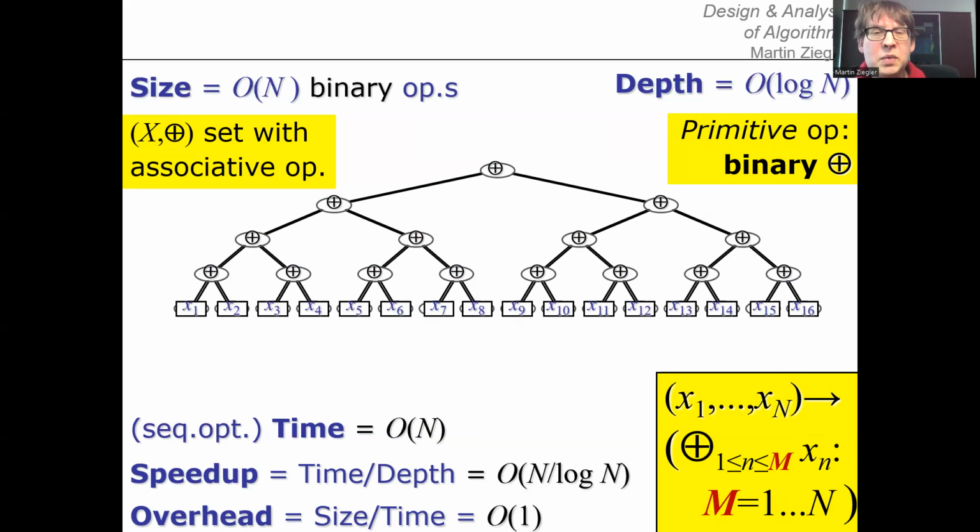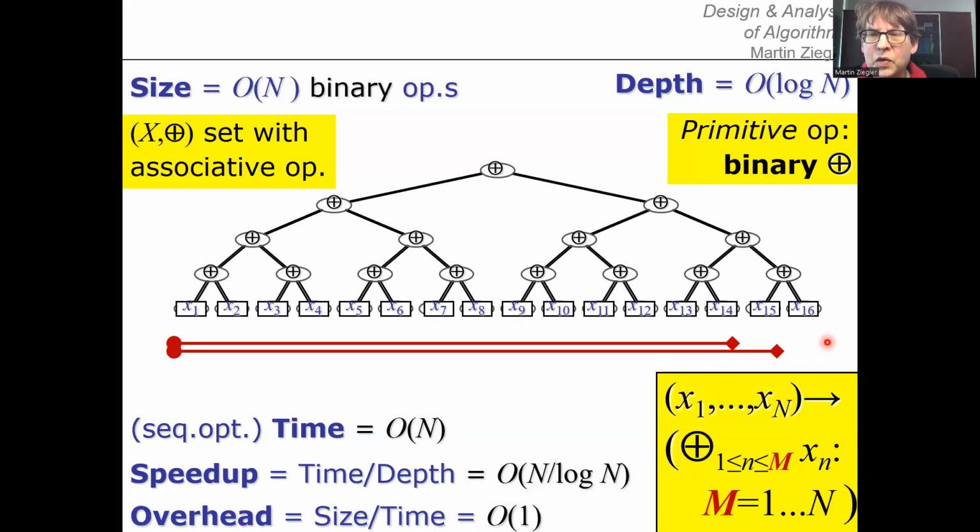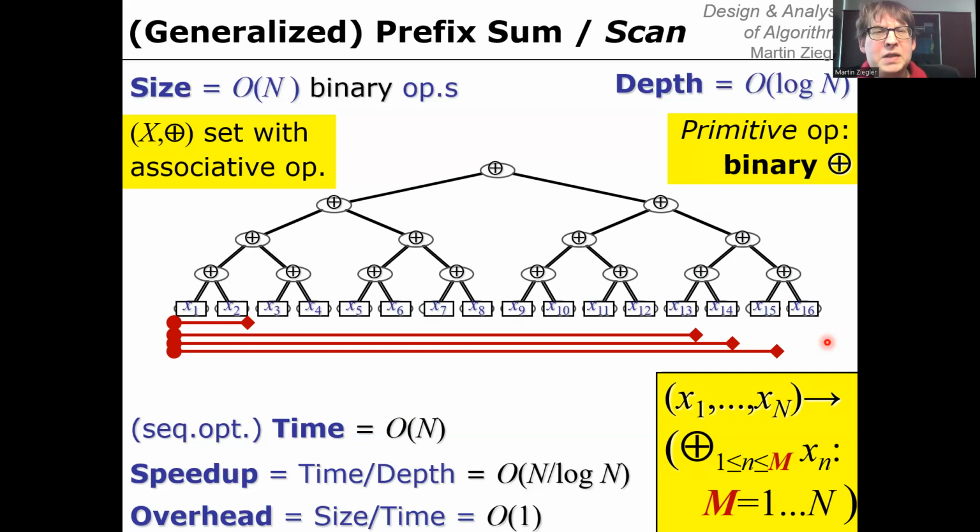And applications will be considered later when we discuss, for example, carry look-ahead adder of binary numbers. So let's continue this question. How can we solve this general problem? And this general problem is called, here you see the graphical illustration, up to the first 15, up to the first 14, up to the first 13, and so on. And this generalized problem is called prefix sum, or sometimes it's also called scan.